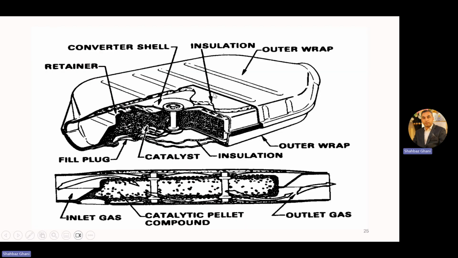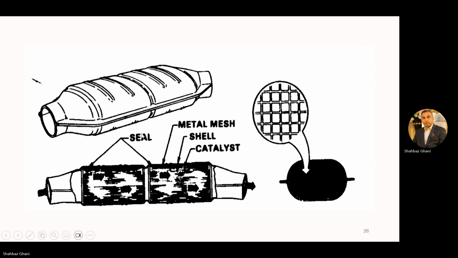Now, this is the illustrated view. This is your outer wrap or the steel case. Okay, this one, this outer wrap. Then we have insulation here. Inside the insulation, we have this filling plug and this catalyst material, the converter shells, then the retainer. Now the inlet gas is coming in, having this chemical reaction here due to the catalyst presence, and then we are getting the outlet emissions. So, another view, this metal mesh shell catalyst like this.